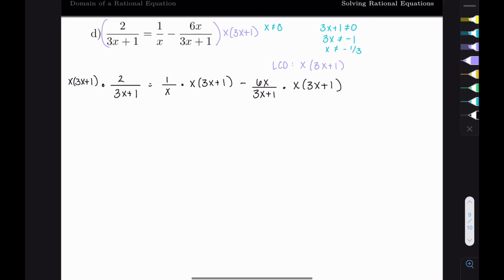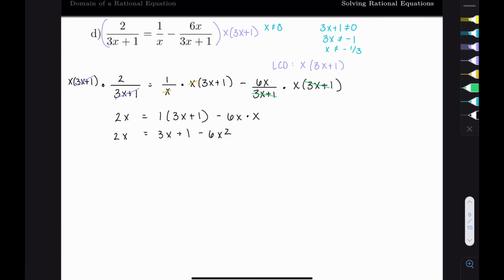So on the left-hand side, the 3x plus 1's cancel and leave us with 2x. On the second fraction, the x's cancel and it leaves us with 1 and 3x plus 1. And then last but not least, the 3x plus 1's cancel. We have a negative 6x times an x. Okay. So simplifying this gives us 2x, distribute that 1, this gives us 3x plus 1, and then this one gives us minus 6x squared. So now I have a quadratic.